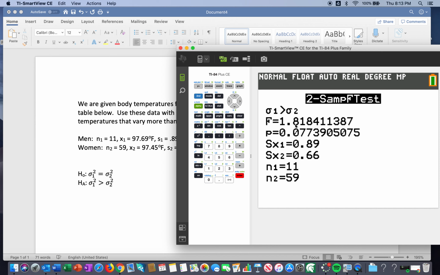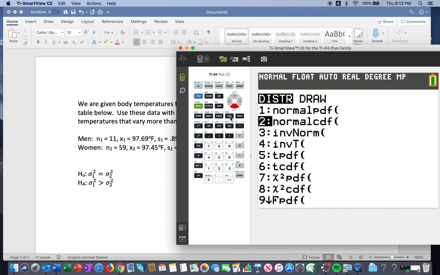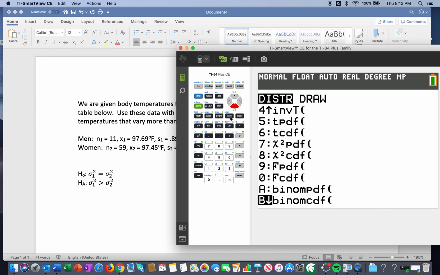But the problem with the calculator is I can't find the critical value to compare the F-stat to, because if you go to second vars like we always do, there's no inverse F. You could scroll all the way down. There's an FPDF and FCDF, but there's no inverse F. So you cannot find the critical values without having a program or downloading a program from somewhere. So it's kind of limited a little bit. So those are the calculator steps.